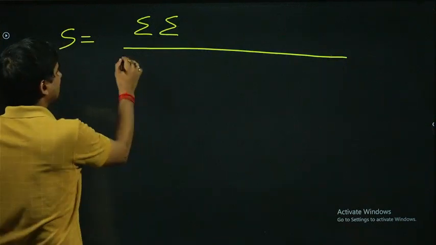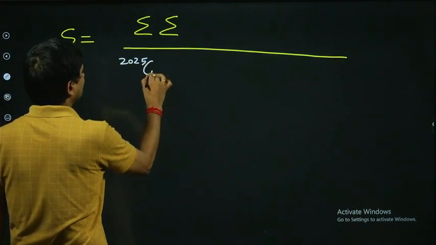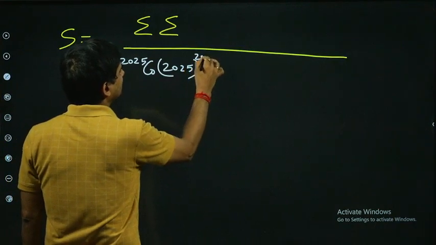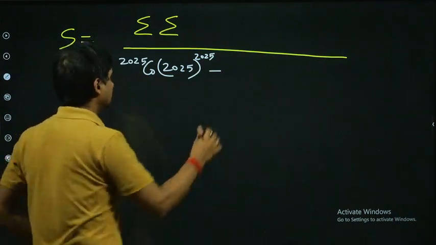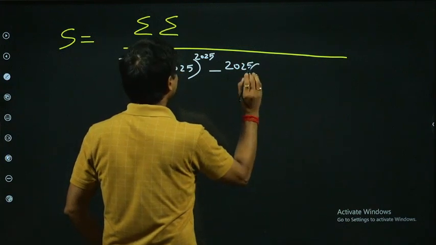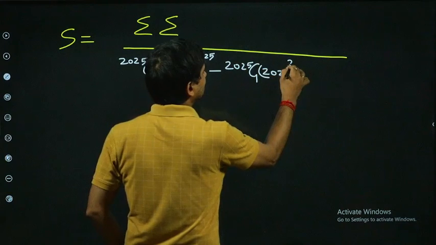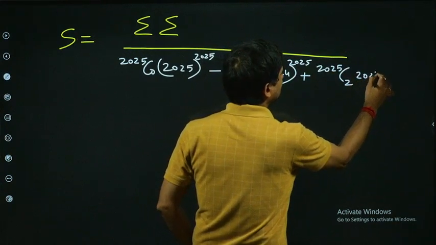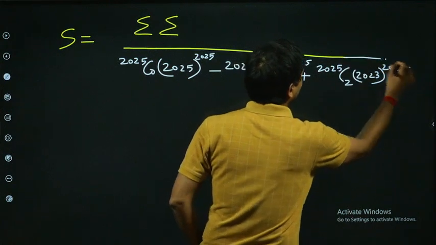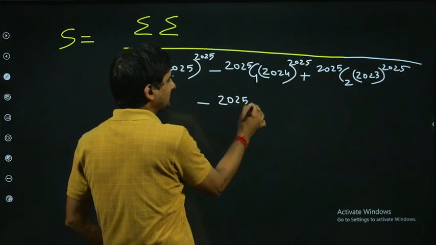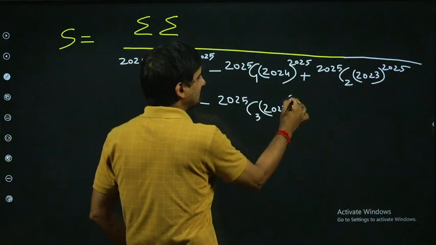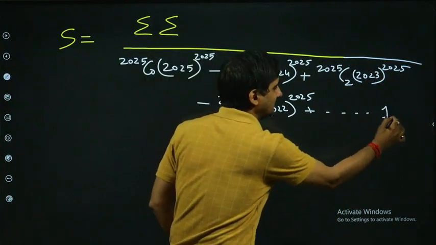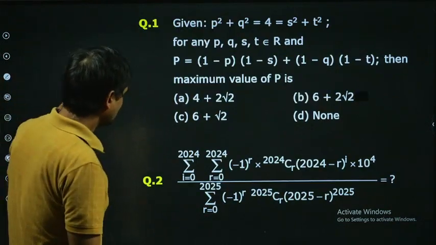We will get 2025 C0, which is 1, and then 2025 raised to the power 2025, then minus, when you put R equal to 1, you will get 2025 C1 times 2024 raised to the power 2025, plus 2025 C2 times 2023 raised to the power 2025, minus, I am writing one more, 2025 C3 times 2022 raised to the power 2025, plus dot dot dot till the last term, which will be 1 here. So till the last term, which will be 1 or 0.